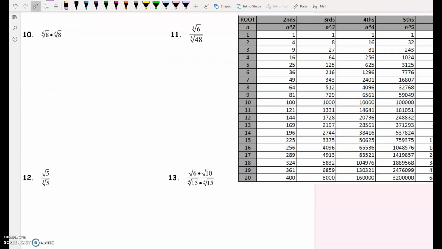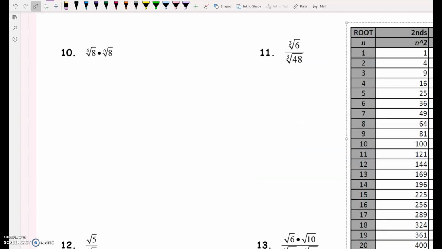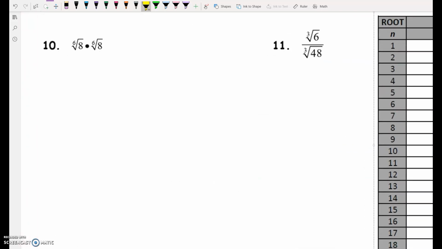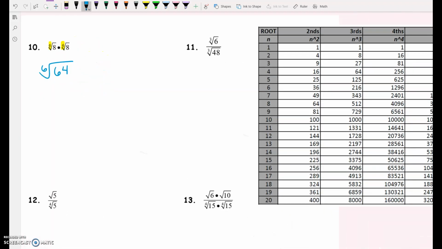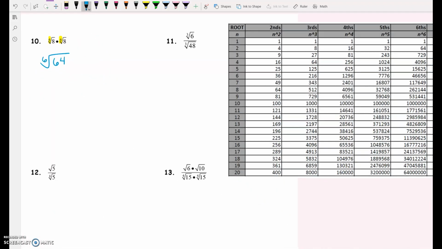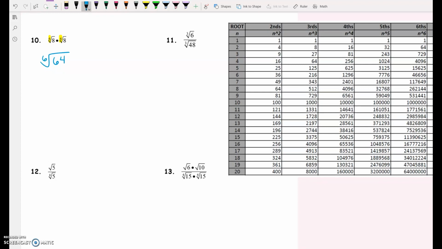Feel free to pause the video and try number 10 on your own. Number 10, it is the 6th root of 8 times the 6th root of 8. The index does match. So we do the 6th root of 8 times 8 is 64. 6th root. We haven't gone to the 6th column very often. 64 is in the 6th column. The 6th root of 64 is 2.